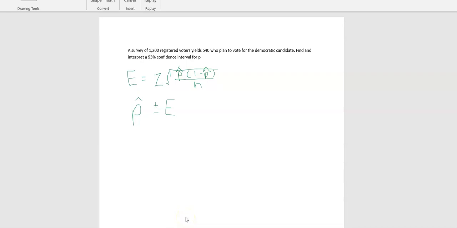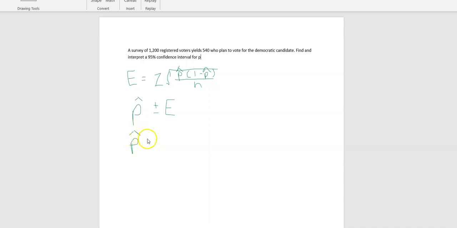A survey of 1,200 registered voters yields 540 who plan to vote for the Democratic candidate. Find and interpret a 95% interval for P. So this is our formula for the confidence interval for proportion. All right, so we're going to use this computation here. But first, let's go ahead and find P hat.